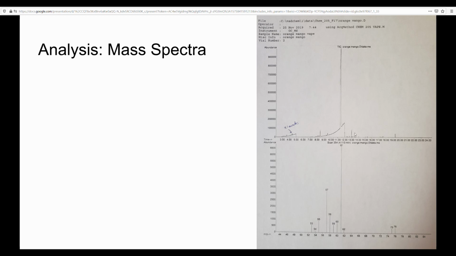Here's another one of the orange mango. This one specifically is looking at 4.1 minutes. It's looking at the staircase of stuff here. This might have its own spectra depending on what it is, or it could be a blend of things, and that makes it a lot harder to really identify.